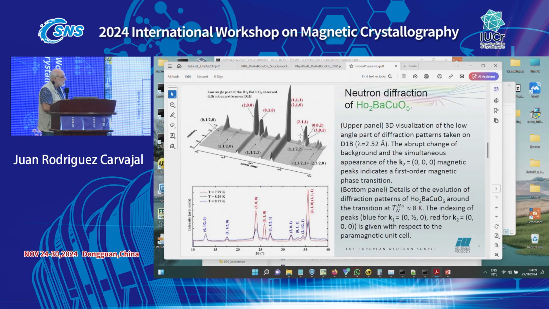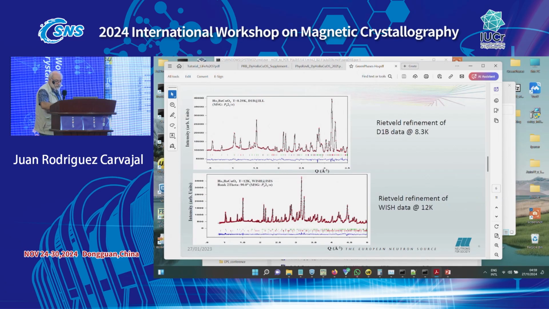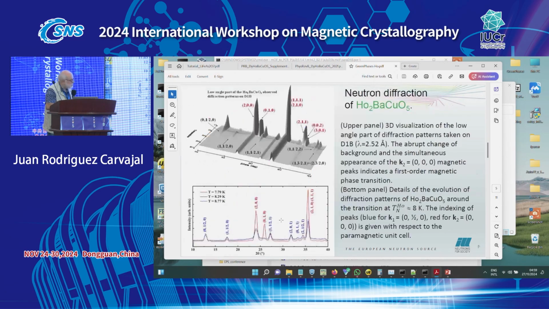And when you have a look at the diffraction pattern in D1B, it's very nice. You see how things are. This is the low angle part of the HoBaCuO5 observed diffraction pattern in D1B. And you see here that there are small peaks appearing at a certain temperature, which can be indexed as (1, 1/2, 0). Then that corresponds to the propagation vector (0, 1/2, 0). That corresponds to these peaks, in fact.